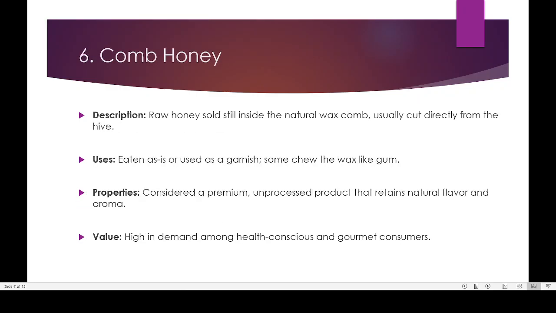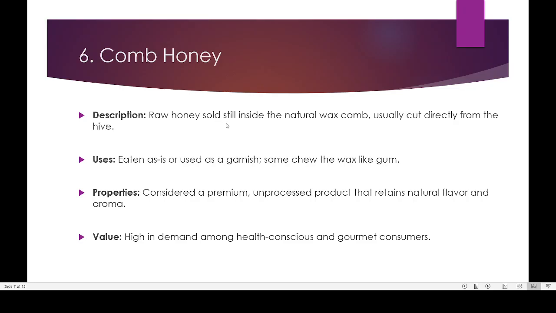Then another is comb honey. We will see a picture first. This is the honey comb. What comb honey means is that we are taking the honey from the honeycomb. This is how honey naturally appears, the original nature of the honey. It will be filled in small hexagonal spaces, and that honey is known as comb honey. It's a natural form of honey.